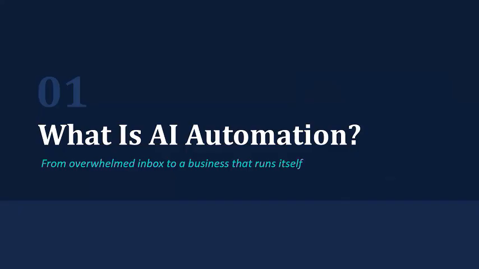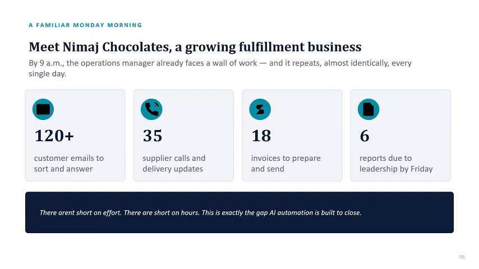Now the question is, what is AI automation? Let's use a case study of Nimad Chocolate. And let's imagine that you are the operations manager for Nimad Chocolate. It's 9 a.m., let's say Monday morning. And already you have 120 emails. Story of my life. You've got 35 supply calls. You've got about 18 invoices you need to make. And there are reports you need to generate.